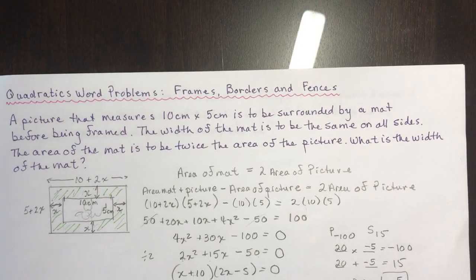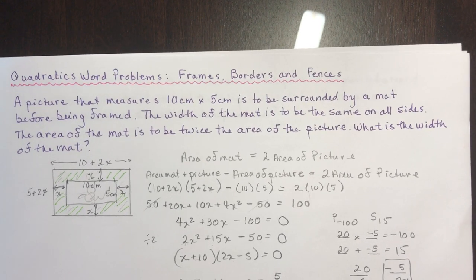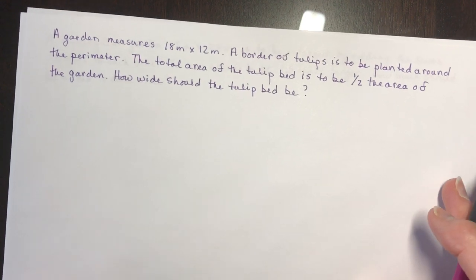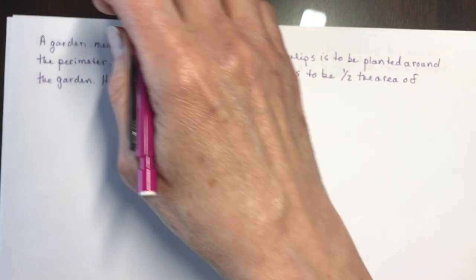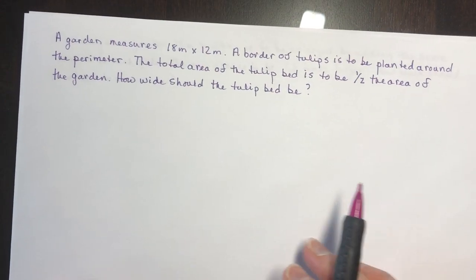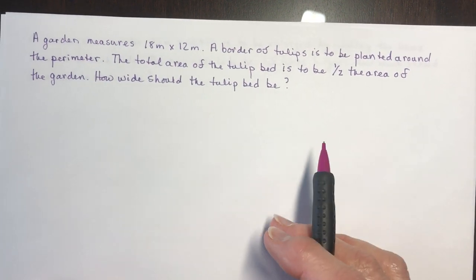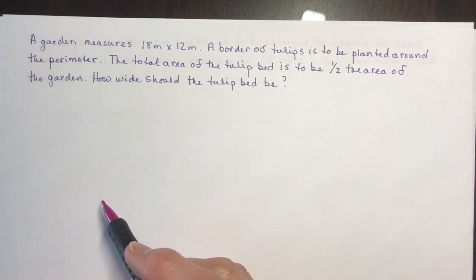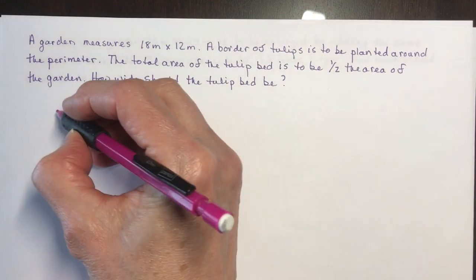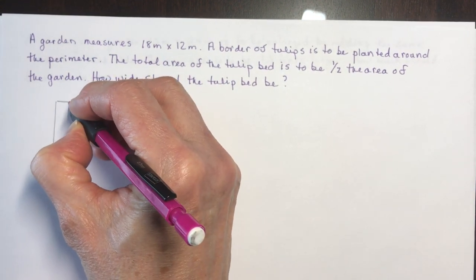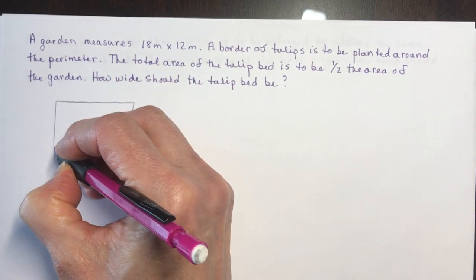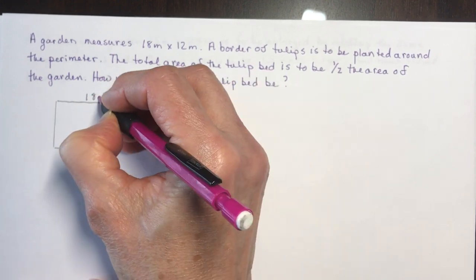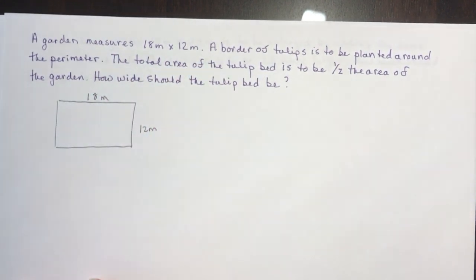Now let's do something with borders. Borders, frames, they're all the same. It could be something like a walkway around a swimming pool. This one's going to be a garden, but you could change the words to be anything you want here, really. Okay, so a garden measures 18 by 12. So I'm going to draw myself a diagram. 18 by 12. Doesn't have to be to scale. 18 meters, 12 meters. That's my garden.